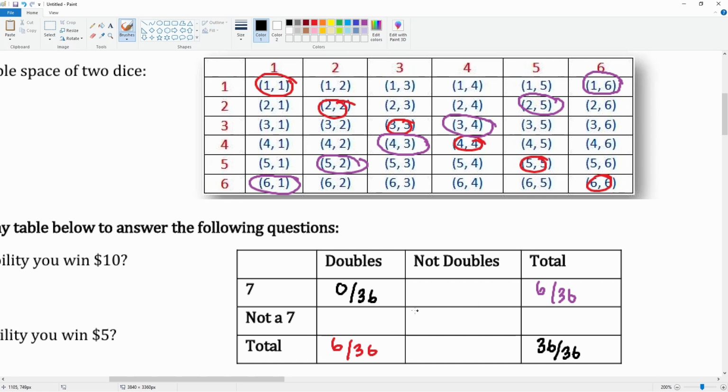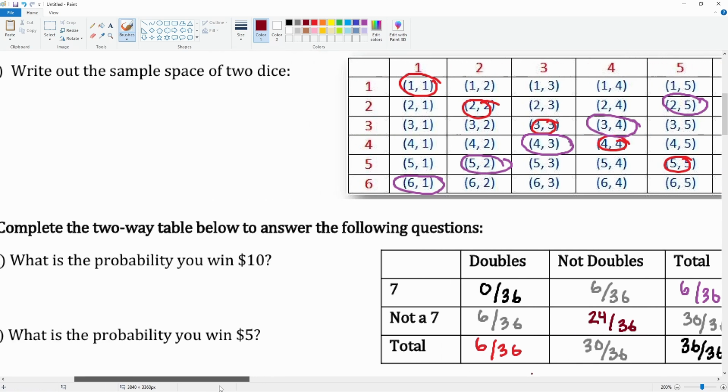From here, we could fill out the rest. So this would be 0 plus blank equals 6 over 36, so this has to be 6 over 36. And here, this also has to be 6 over 36, because 0 plus 6 has to total 36. 6 plus blank equals 36, that is a 30 over 36. Likewise, this is also 30 over 36, because it has to add up there. And in the middle here is 6 minus 30, which is 24 over 36. So there you go. That's all my possibilities.